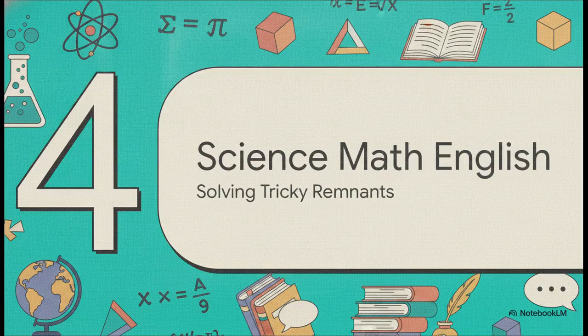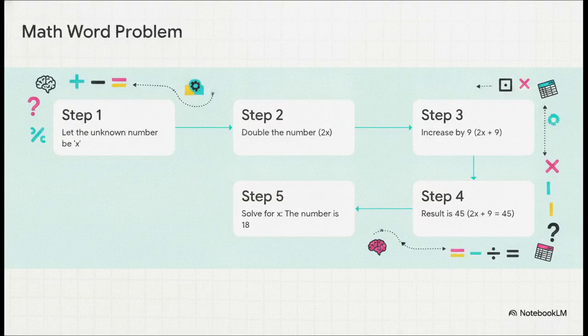Which brings us to Section 4, Science, Math, and English, solving the tricky remnants. Even though the FIA test doesn't always hand you a strictly isolated science or math syllabus, these subjects absolutely sneak into the exam, and honestly, they often act as the tiebreakers between passing and failing. Let's walk through an exact math word problem from the test so the logic clicks.